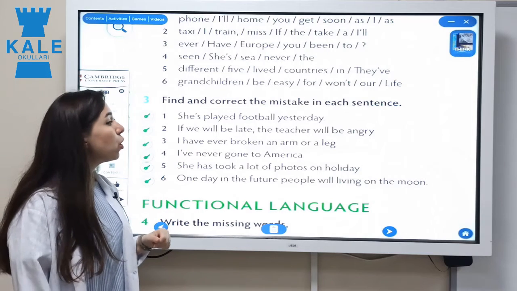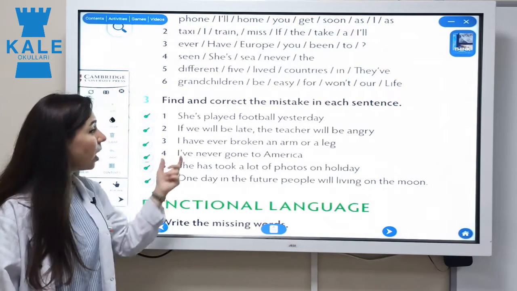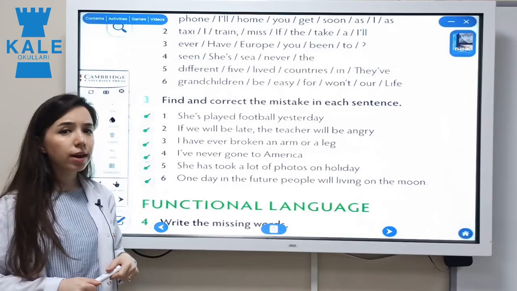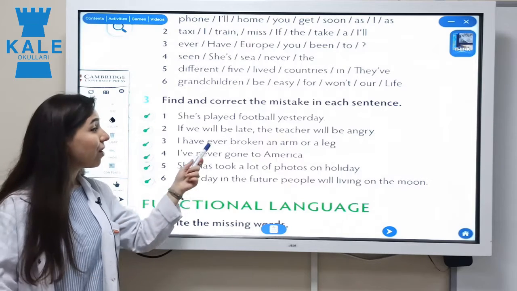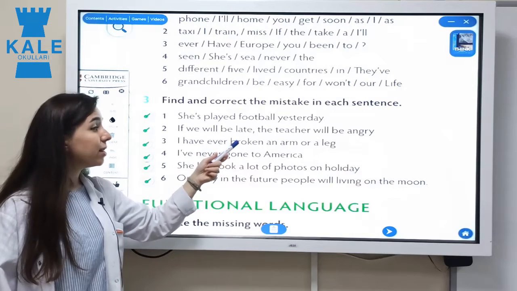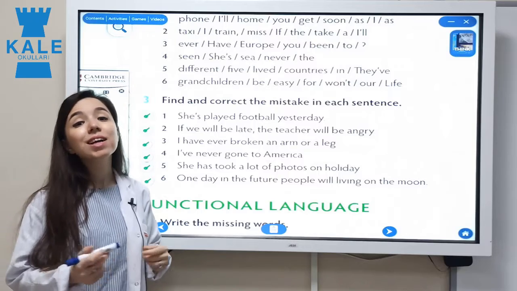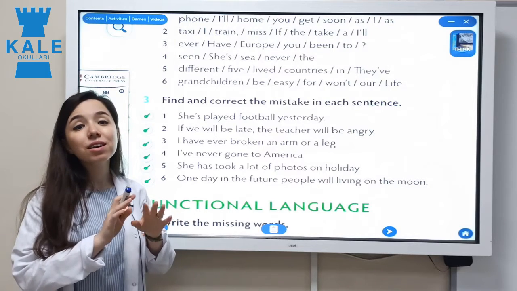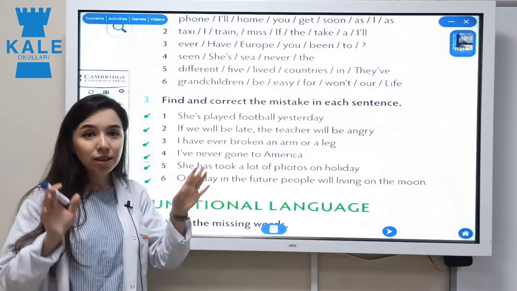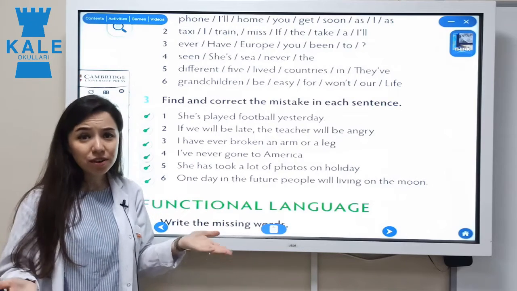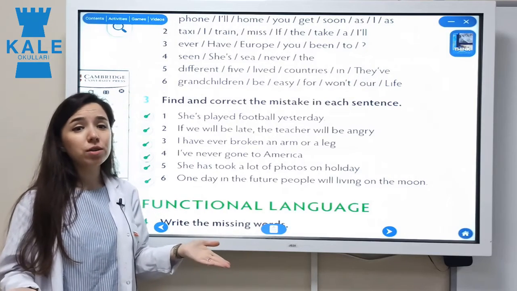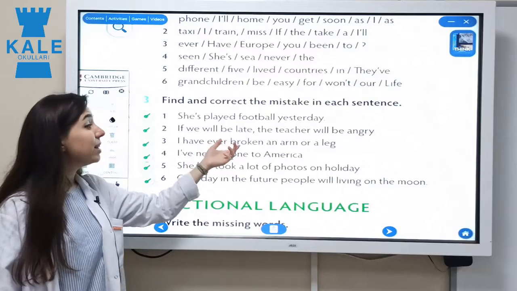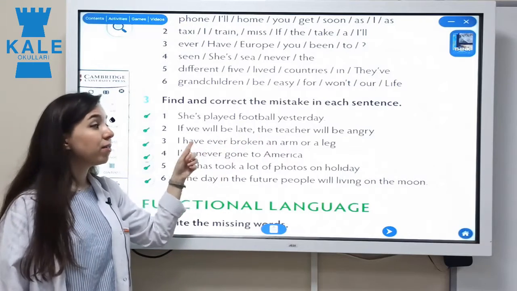I have ever broken an arm or a leg. I have ever broken an arm or a leg, or I have never broken. Look at here, when we want to say that in my life I didn't do it, until now I didn't do it, it's the first time I heard, for example, about something. Yes, I have never broken, not I have ever broken.